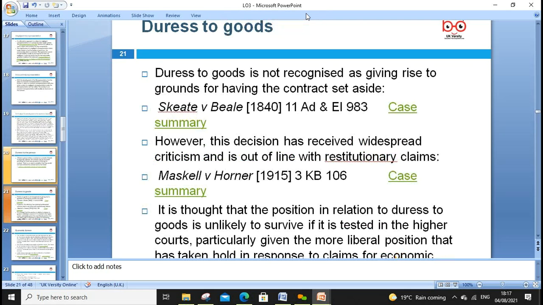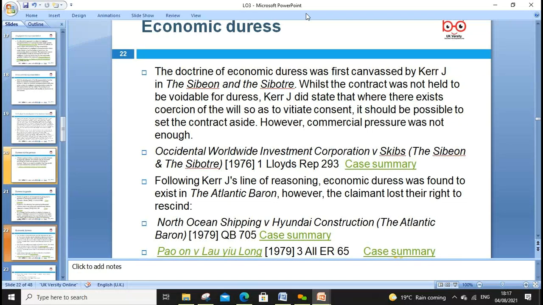There are case laws where this happened and people claimed. Duress of goods is not recognized as giving rise to grounds for setting aside a contract. However, the decision has received widespread criticism, outside of statutory claims. So that is how the claim happens under economic duress, where we can entitle people to claim.